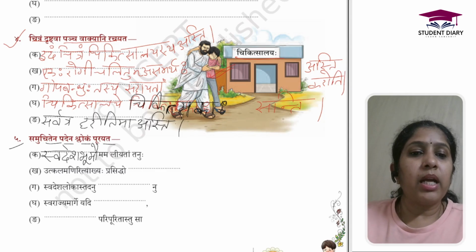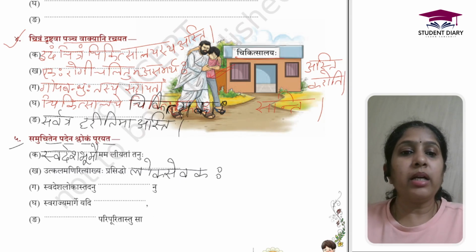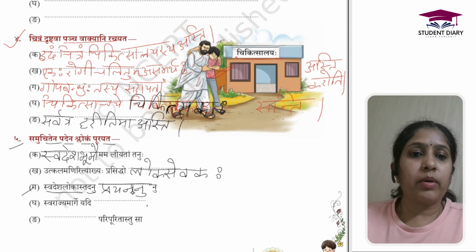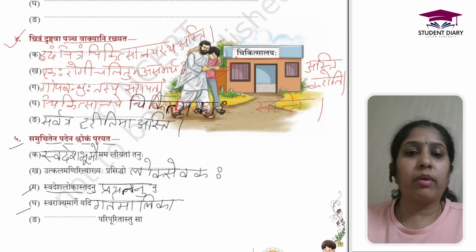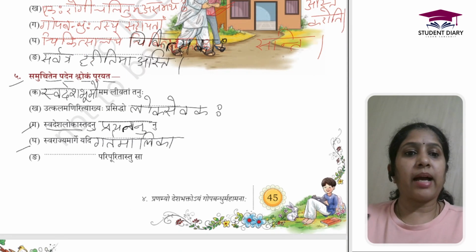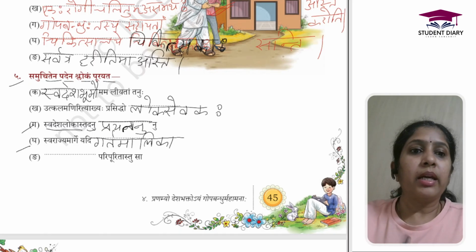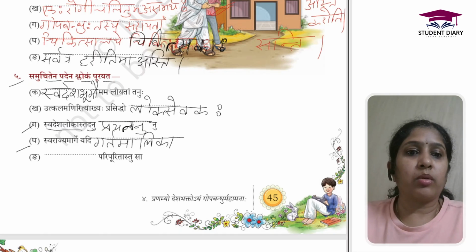Then Utkal Mani Iti Akhyah Prasiddho Lok Sevakah. This was the last shloka, right? Lok Sevakah, when they were saying that he was a famous person who was serving the society. Right? Next one. Swadesh Lokah Tadanu Priyatnanu. Right? Next one. Swarajya Marge Yadi Gart Malika. Right? I hope everyone remembers the shloka. For completing this exercise, you will need to remember the shlokas. Generally in exam they give you the fill in the blanks along with the shloka so that it becomes easy for you to identify which word is missing. Here they have not given you the shloka, so you have to memorize the shlokas, right?